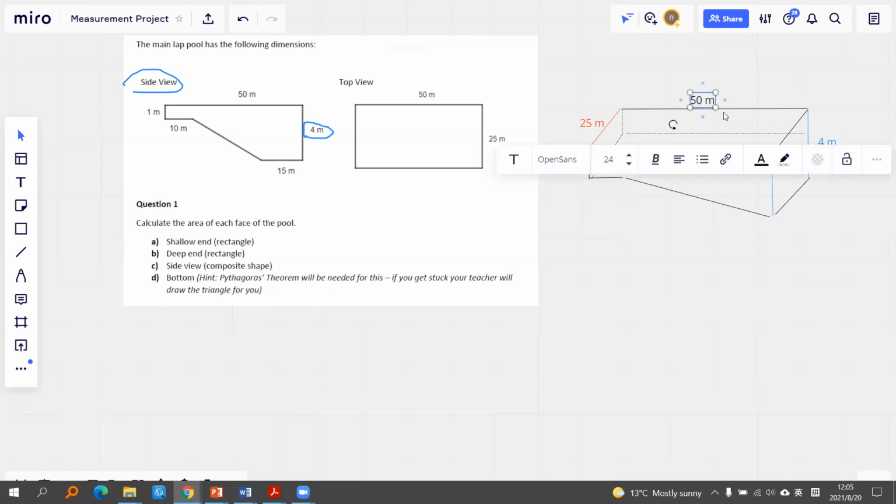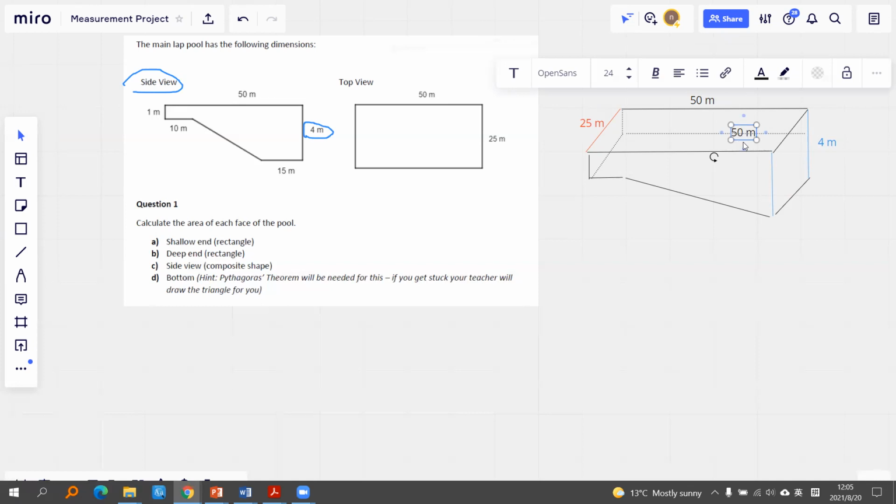Okay, so I just copy the 50 meter here and I put it here. Just a sec. How can I move this one? Okay, so it's also here because this side is also 50 meter.